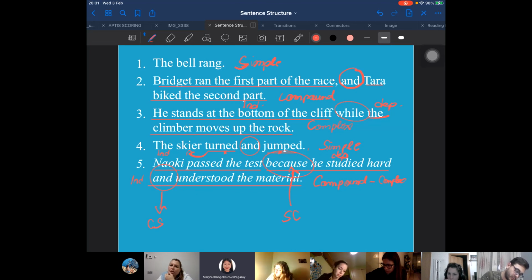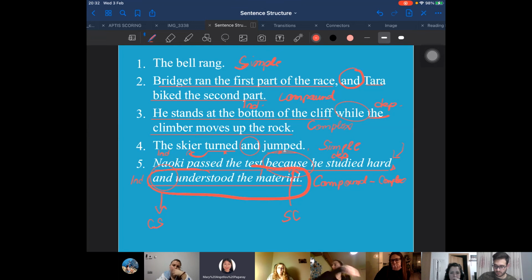Yes, I have a doubt here because why is there no comma before the and? Look, because he studied hard is complex, and this is independent or dependent? Dependent. So we don't put a comma. We can only put a comma if it's an independent clause and if it's in the compound. Even if it's not in the compound, for example, if this one is in here before, after the test, then I put a comma after the test. So if I say Naoki passed the test, comma, and understood the material because he studied hard. That's when I put the comma.